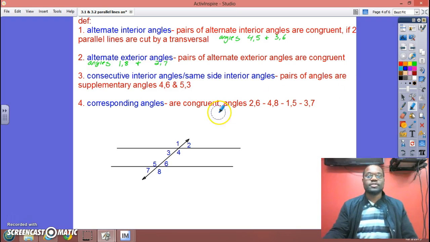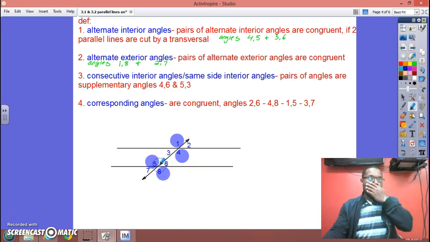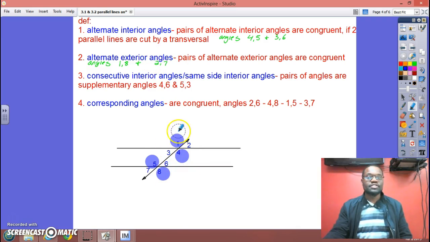All right, so everything that I put in blue is congruent. Now watch this. Everything that's in the blue is congruent. So 1, 4, 5, and 8. Every single one of those. These are corresponding angles, 1 and 5, 4 and 8. 4 and 5 are alternate interior angles, and 1 and 8 are alternate exterior angles. But every single one of those are congruent.